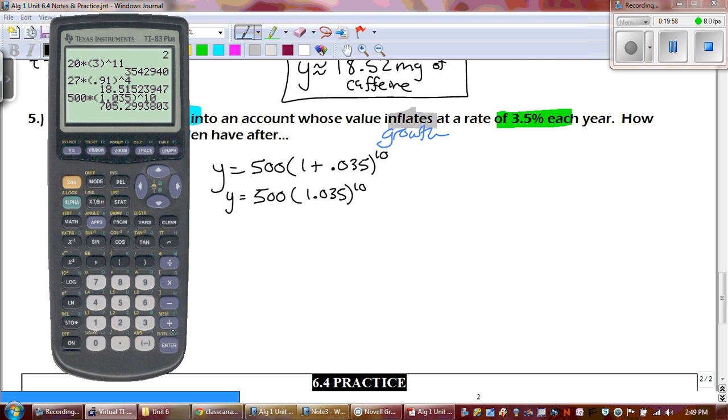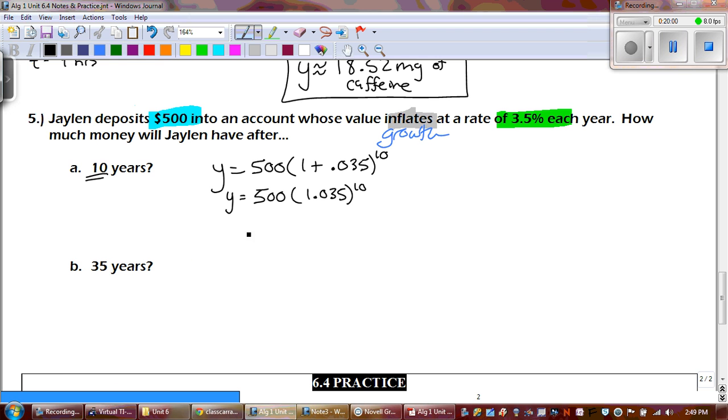Round it, what do you get? Remember you're talking about money, she gets $705.30. Okay, once again, if you're not rounding correctly, you need to come see Miss Carranza or myself. Okay? All right, letter B, you're all on your own. Go ahead and pause the video and good luck. Remember, you're still using the growth formula. It's just that your time is different.